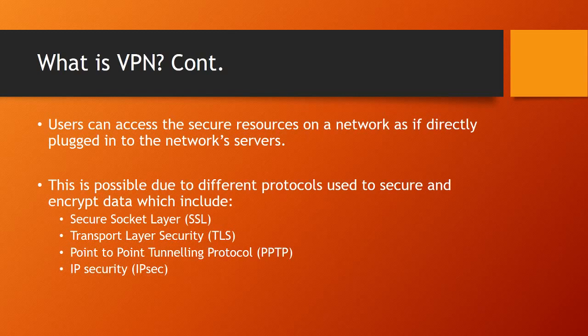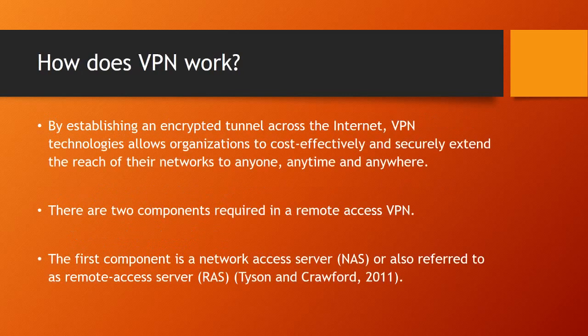This is possible due to different protocols used to secure and encrypt data, which include Secure Socket Layer or SSL, Transport Layer Security or TLS, Point-to-Point Tunneling Protocol PPTP, and IP Security or IPsec. How does VPN work? By establishing an encrypted tunnel across the internet, VPN technologies allow organizations to cost-effectively and securely extend the reach of their networks to anyone, anytime, and anywhere.